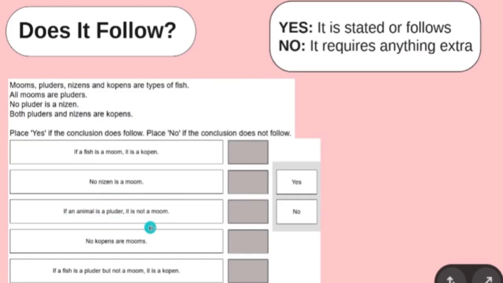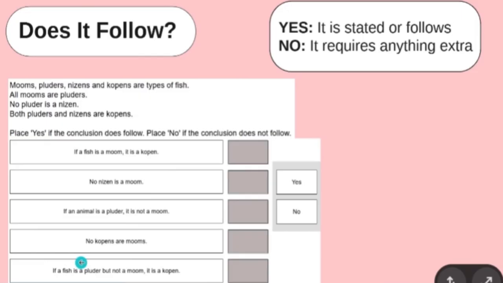If an animal is a pluder, it is not a moom. So for me, pluder is around moom. So that just doesn't make sense because they overlap. So it'd be no. And then the next one is no copens are mooms. So you look at copens and mooms. And again, that's a no because copens are around everything in my Venn diagram. So that includes the mooms. So it's again no. Then if a fish is a pluder but not a moom, it is a copen.